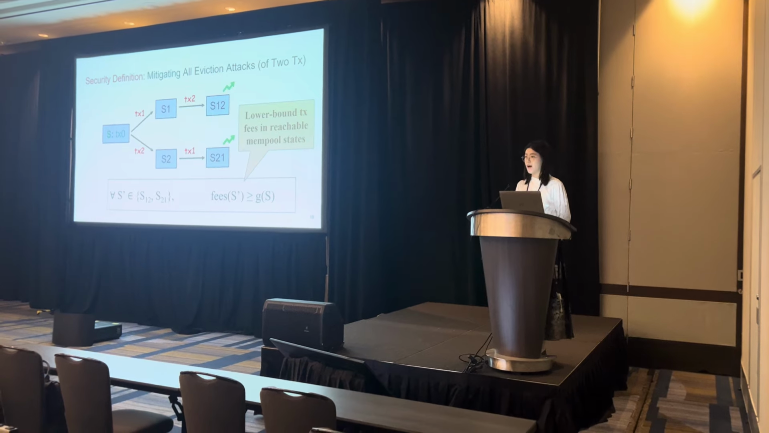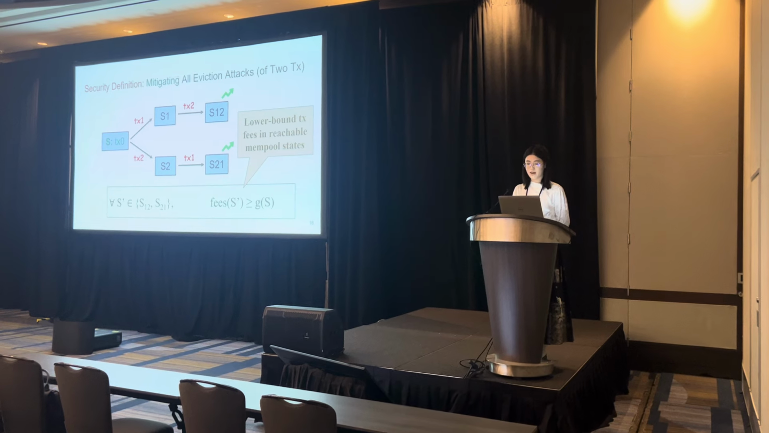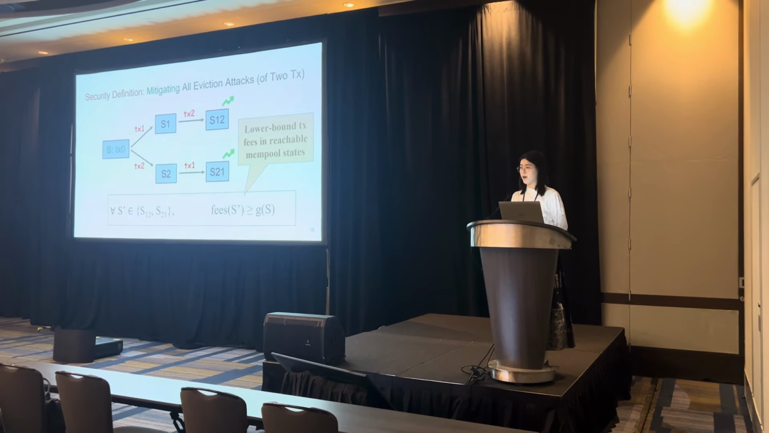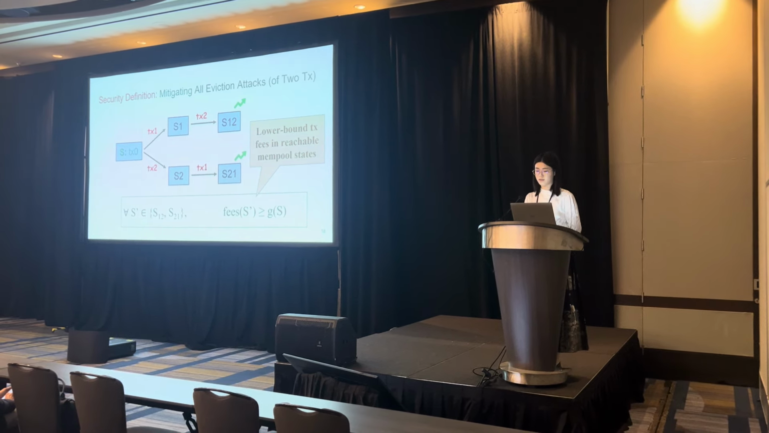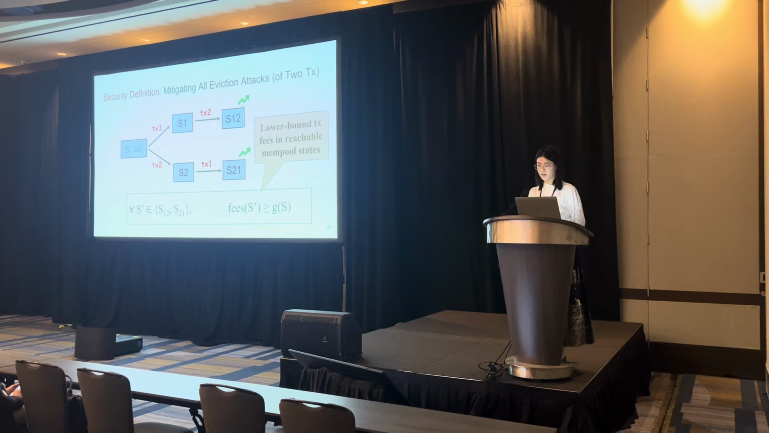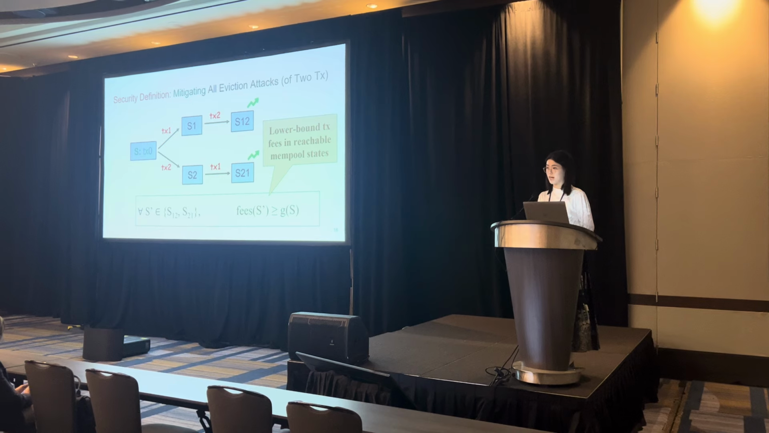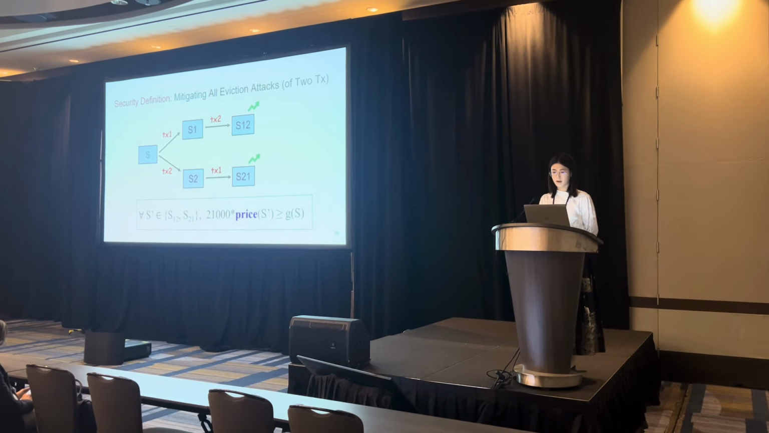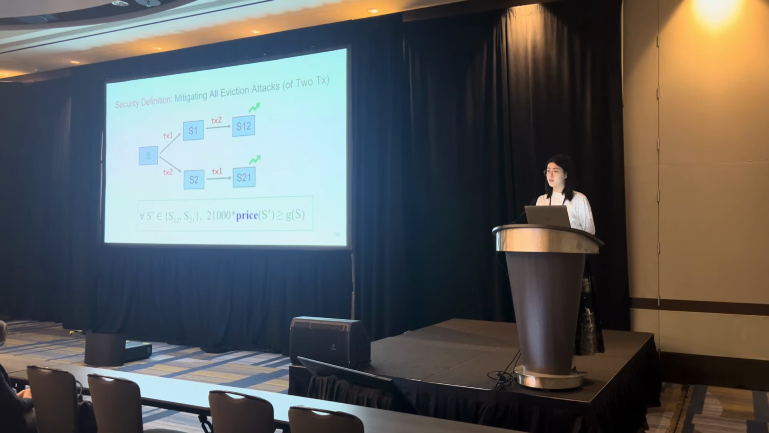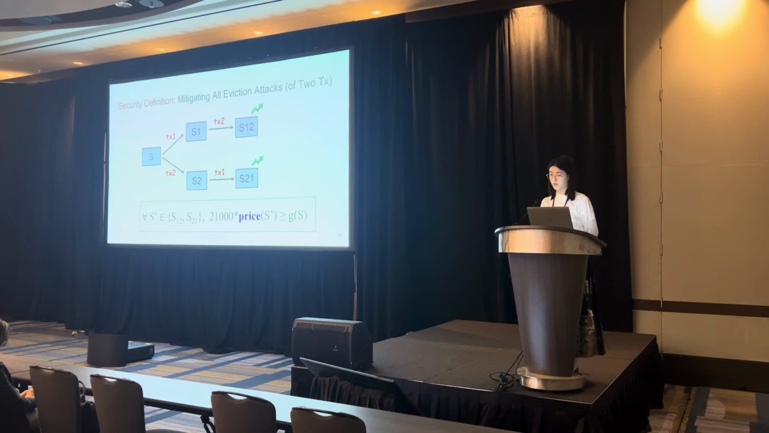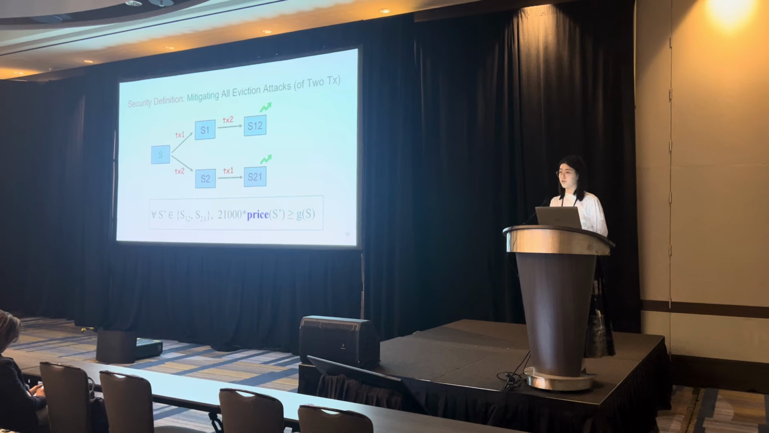To have the security definition, we need to mitigate all these cases. Then we have the definition as below. For any final state, S12 or S21, we have a lower bound for the total fees in the final state, which depends on the initial state S, and is denoted as G_S. But here's the challenge: we can't know the execution order when the transaction is coming to the memory pool. So we use the price to estimate the lower bound instead of the fees.